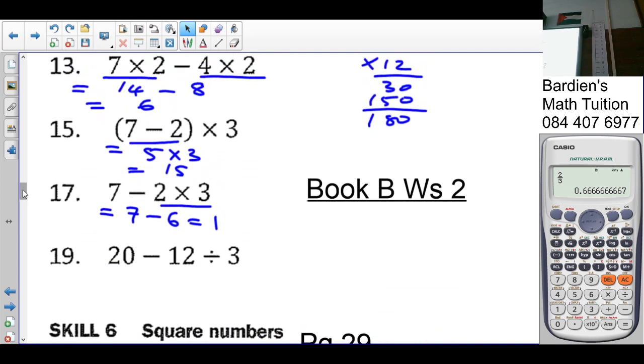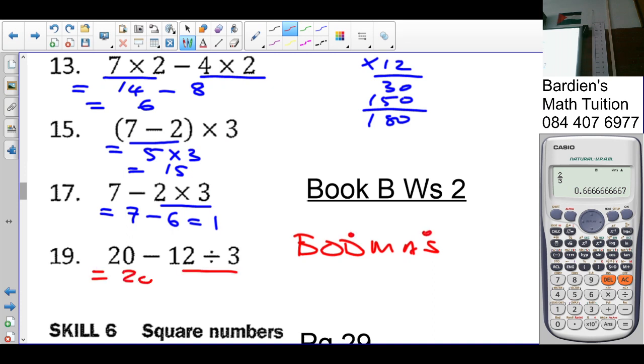Okay, the next one. What must be done first? Remember again BODMAS. It all comes back to BODMAS. We have division and we have subtraction in the same sum. Division first. So it's going to be 20 minus 12 divided by 3, which is 4. 20 minus 4 is 16. Any questions, people? Any confusion? No?